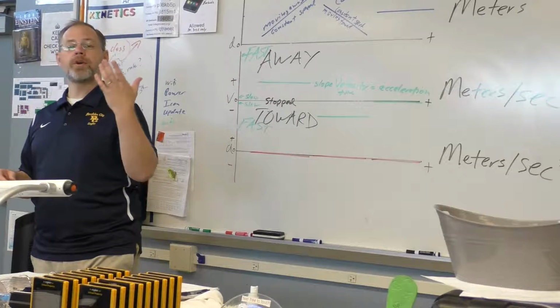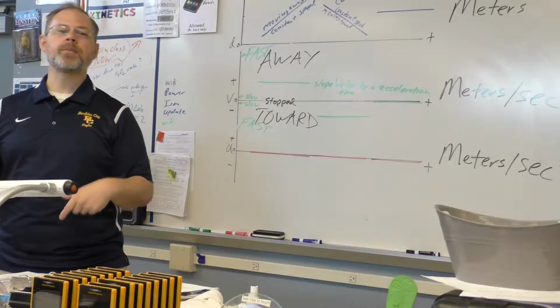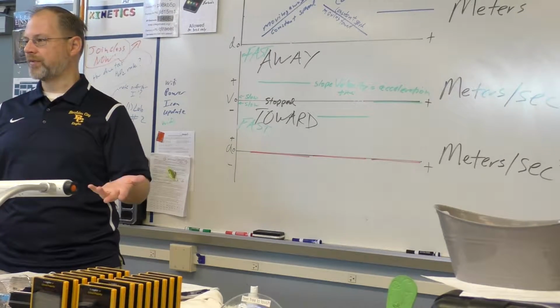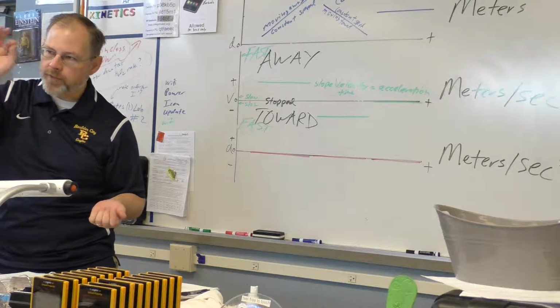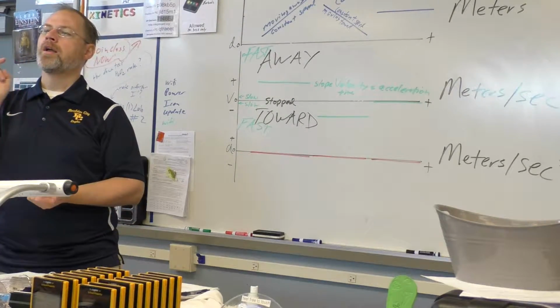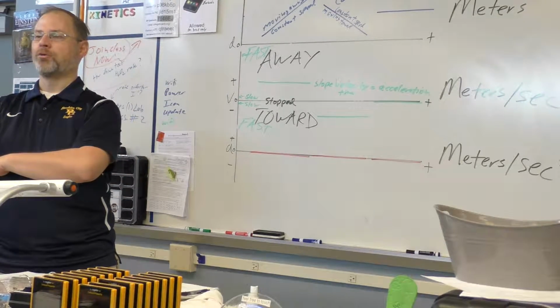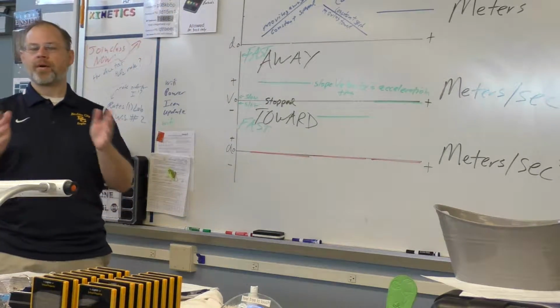So anytime your acceleration agrees with your velocity, you're speeding up. Anytime your acceleration disagrees with your velocity, you're slowing down. Make sense? Okay. And to plant a tiny little seed, we'll revisit in October: if your velocity and your acceleration are perpendicular, you're moving in a circle. We'll talk about that in a little bit. But for now, everything is linear.